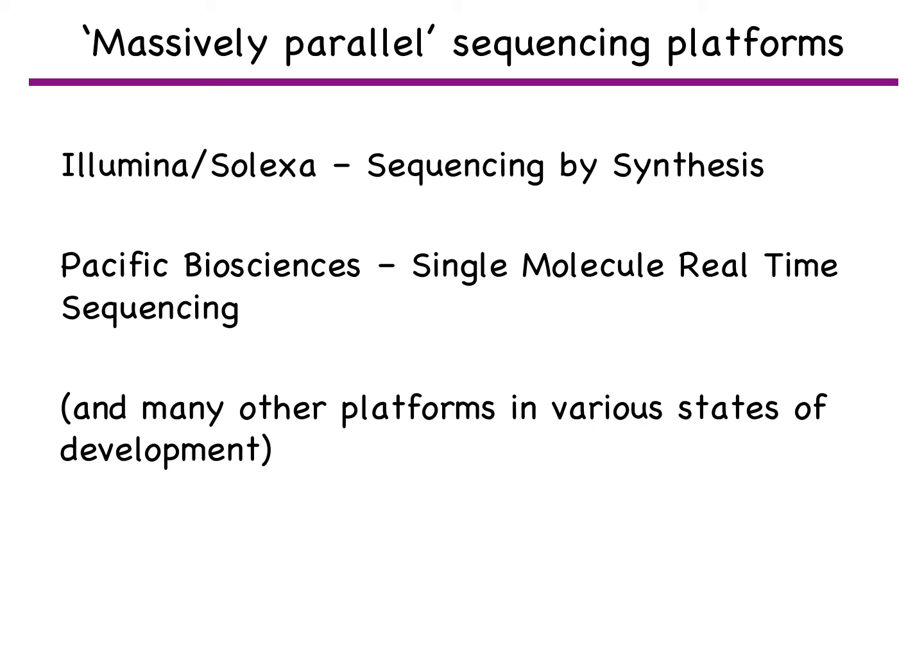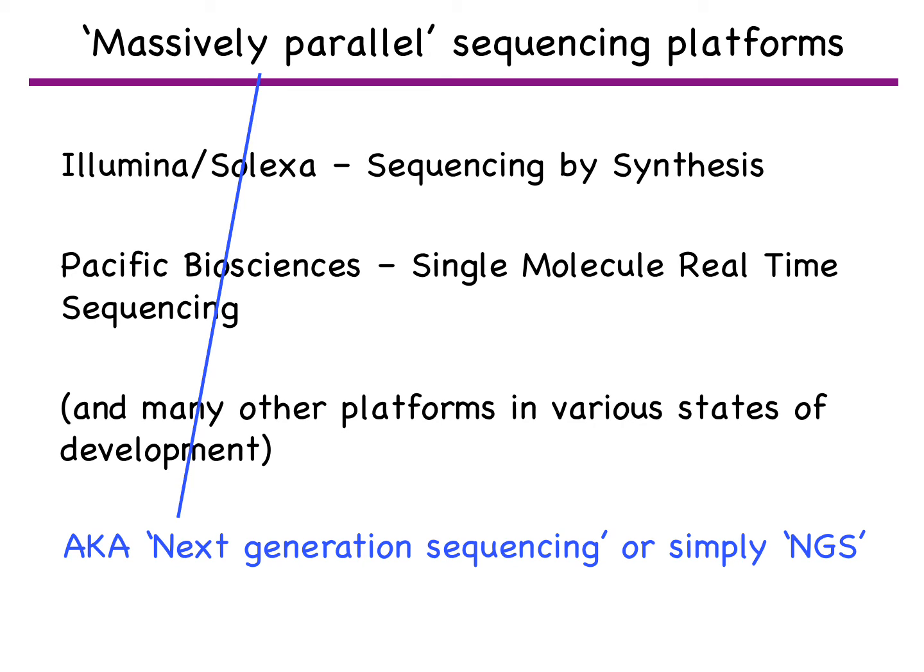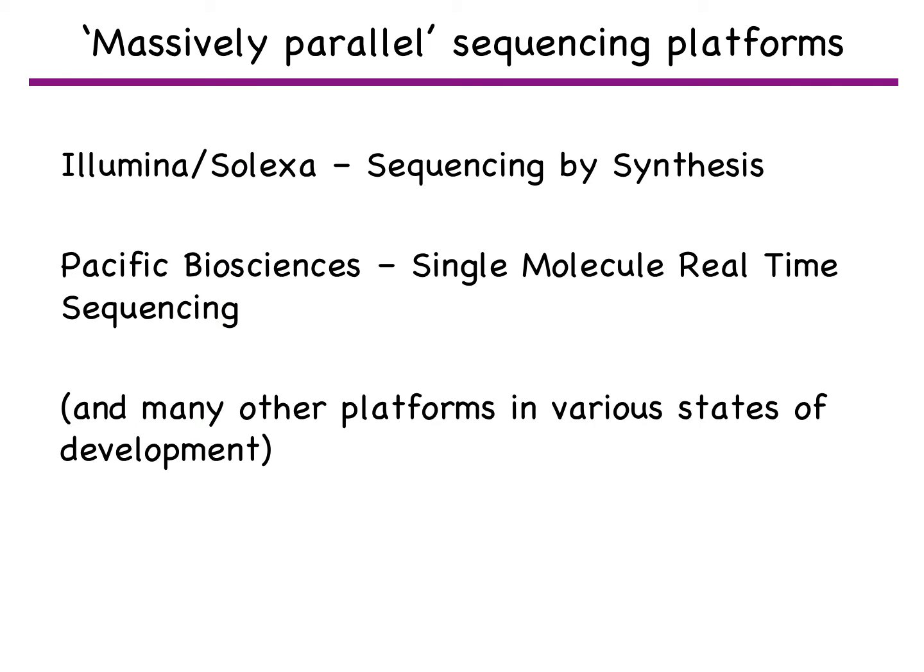So there are several different types of massively parallel sequencing platforms that are being used by the research community. I'm listing two of the main ones on this slide here. And by the way, massively parallel sequencing is sometimes called next generation sequencing, or simply NGS. There's many others that are in development, and I'm only really going to talk about one in today's lecture, the very first one, Illumina's sequencing by synthesis. Okay, so let's talk a little bit about that.